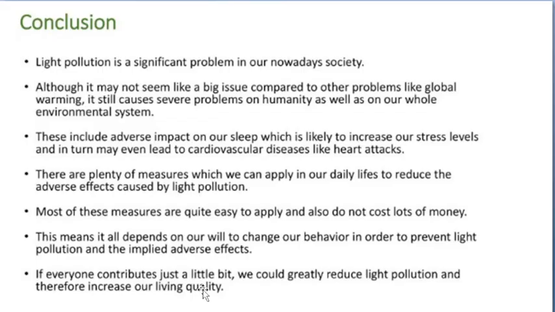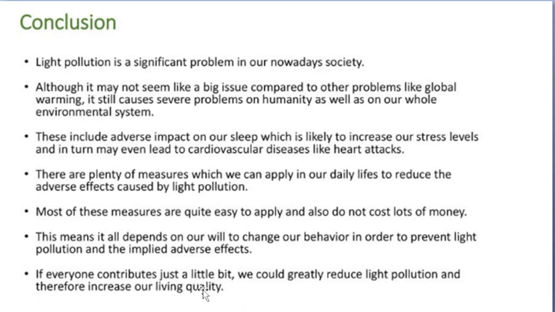Okay, so now this is the last slide, conclusion. Okay, so light pollution is a significant problem in our society nowadays. Although it may not seem like a big issue compared to other problems, like global warming, it still causes severe problems on humanity as well as on our whole environmental system. Okay, so these include adverse impact on our sleep and other adverse effects as we discussed in our previous slide.